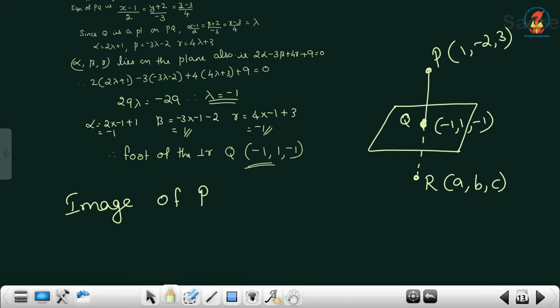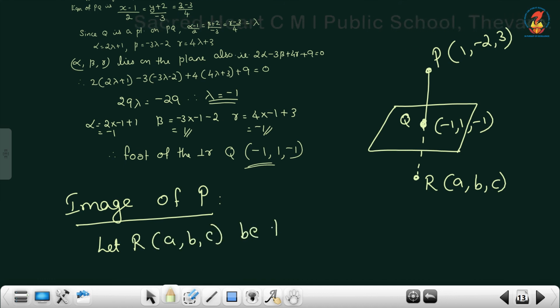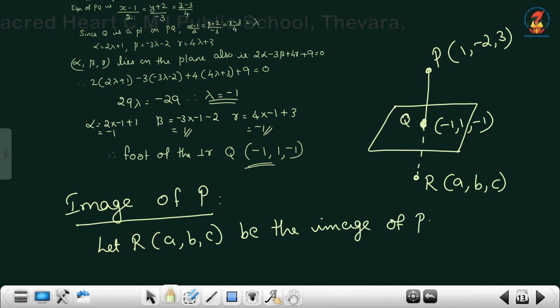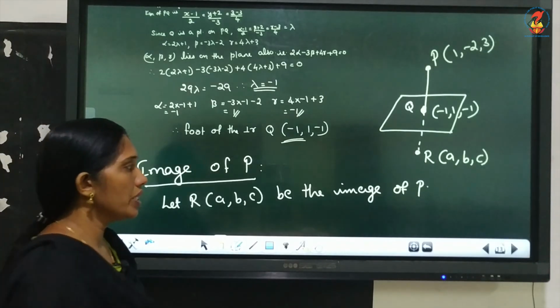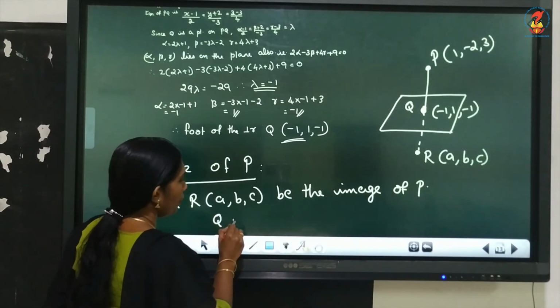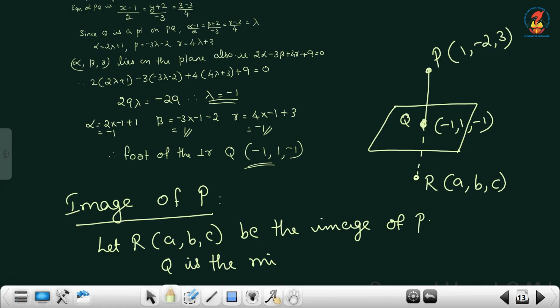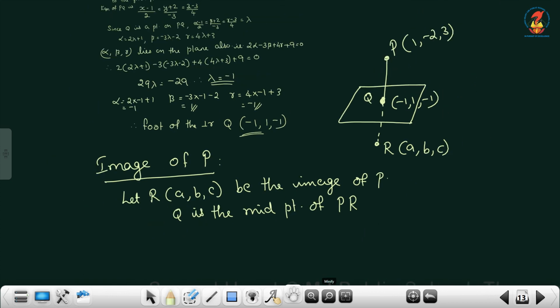So what is the image of P? Let R (A, B, C) be the image of P with respect to this plane. Then we can say that PQ and QR are equal, or Q is the midpoint of PR. Midpoint of PR. So apply the midpoint result. So you will get R. So apply the midpoint formula.